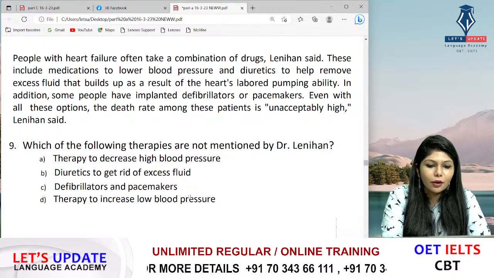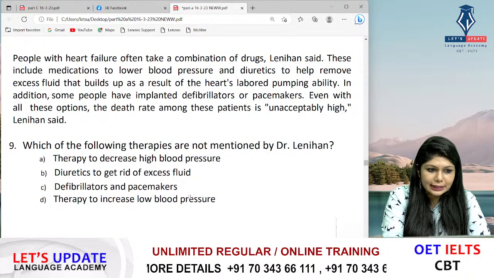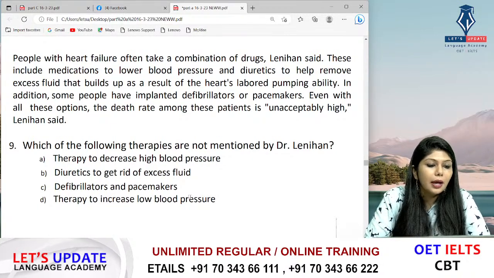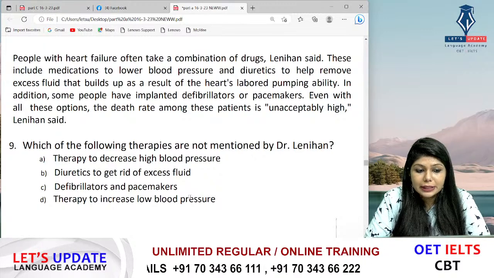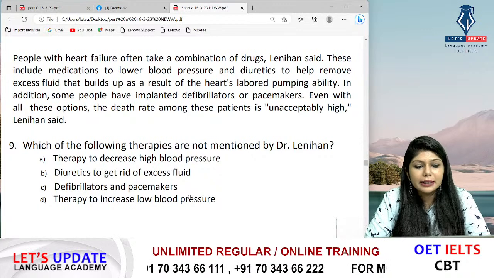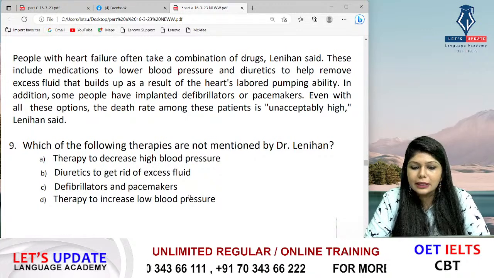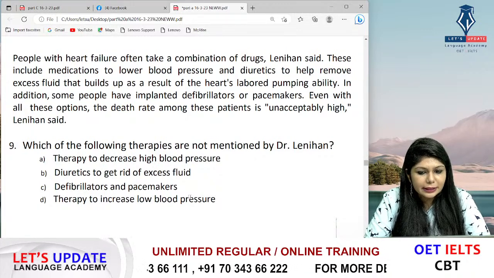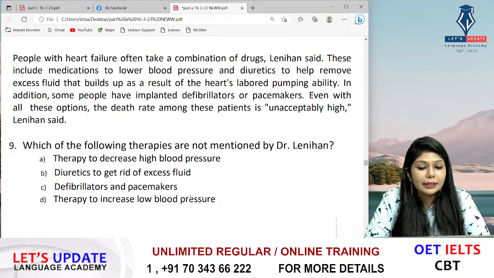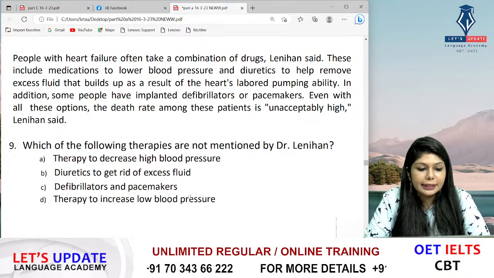People with heart failure often take a combination of drugs, Linehan said. These include medications to lower blood pressure and diuretics to help remove excess fluid that builds up as a result of the heart's labored pumping ability. In addition, some people have implanted defibrillators or pacemakers. Even with all these options, the death rate among these patients is unacceptably high, Linehan said.